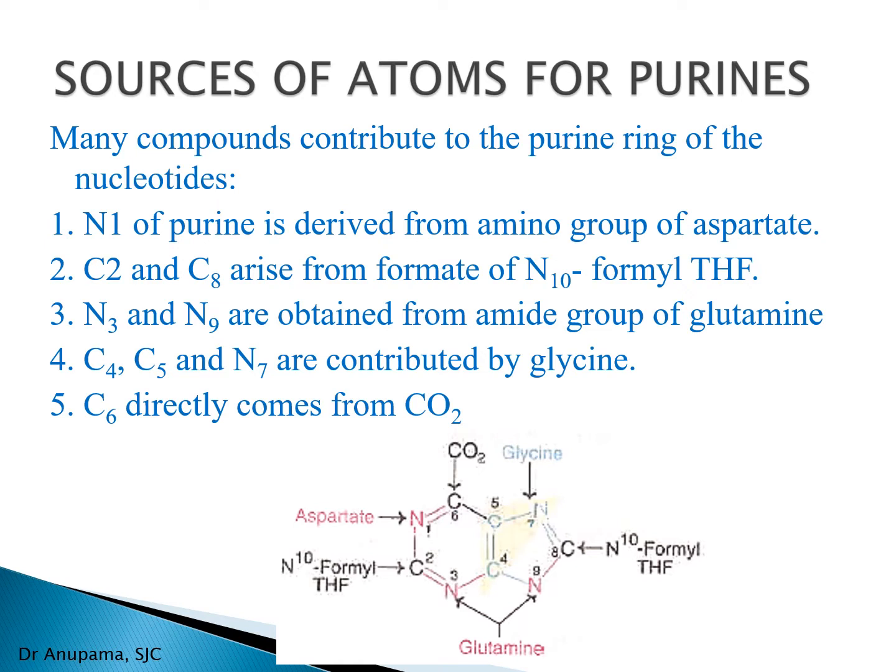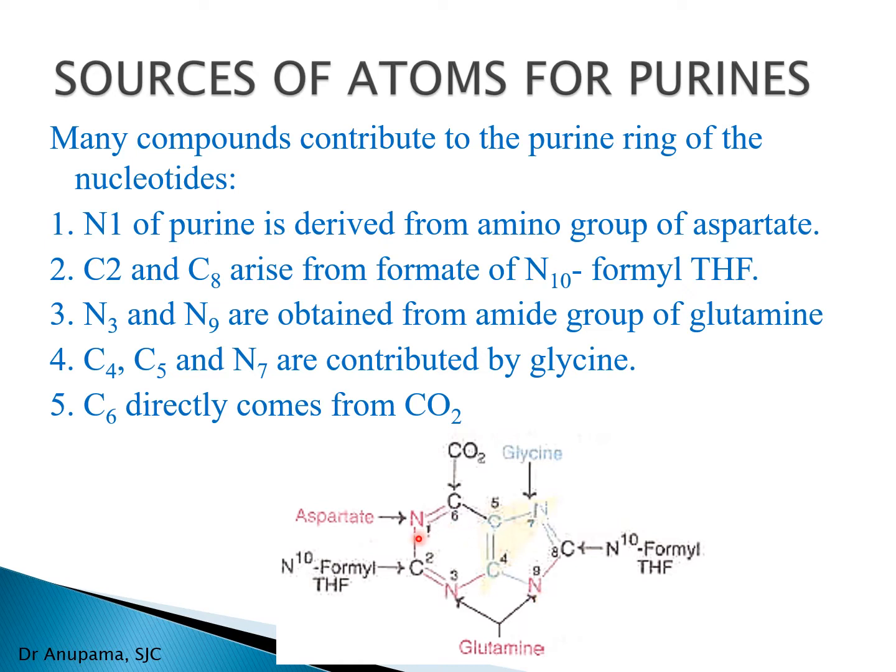First, let us see the sources of atoms for purines. Many compounds contribute to the purine ring of nucleotides. So here we'll start with N1, C2, N3, C4, C5 and C6, followed by N7, C8 and N9. We shall see what groups contribute to these atoms.